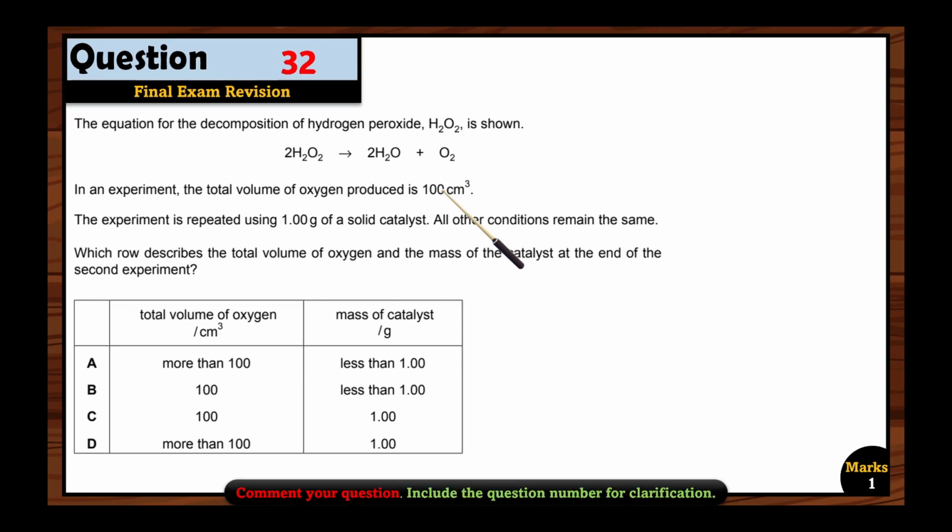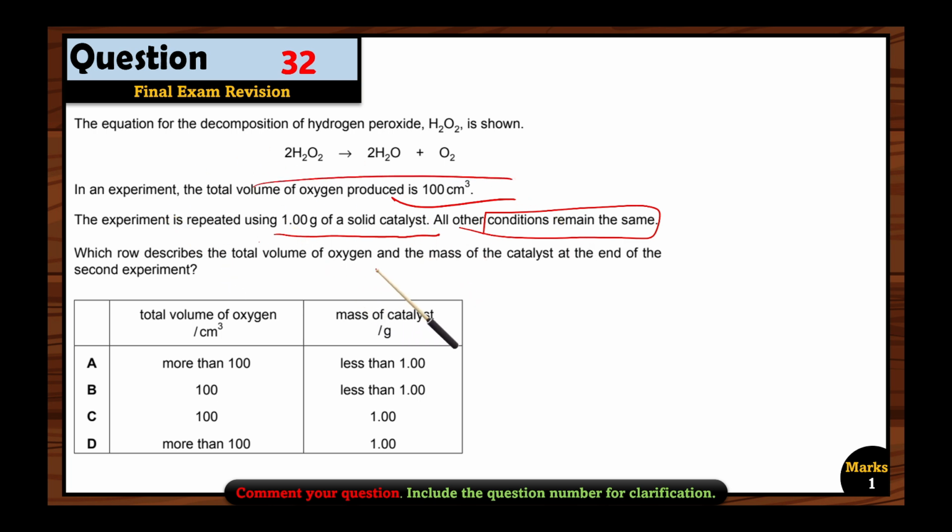Option A is the right option. Question 32. The equation for the decomposition of hydrogen peroxide is shown. In an experiment, the total volume of the oxygen produced is 100 centimeter cube. The experiment is repeated using 1 gram of solid catalyst. All other conditions remain the same. So this question is related to catalyst. Before, this reaction was without catalyst, and now the question is after catalyst.